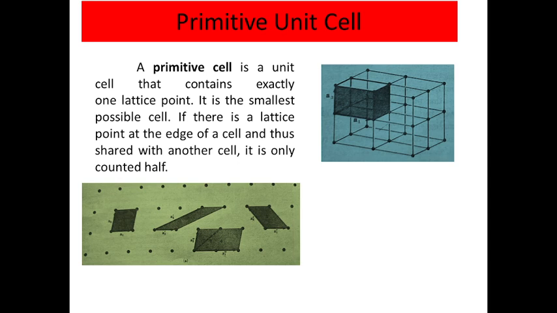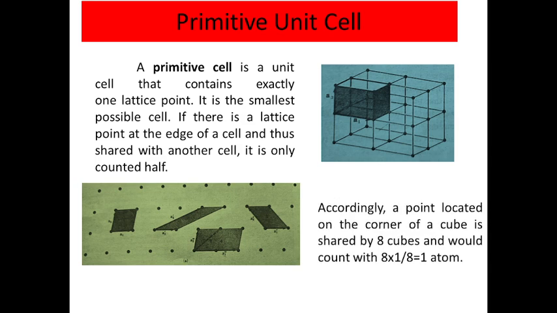Primitive cell can be drawn in many different ways, and the number of atoms per primitive cell is 1. That is, corner atoms are going to be shared with 8 unit cells, that is 8 into 1 by 8, that is 1 atom per primitive unit cell. And one more important point I want to add here: all primitive cells are unit cells, but all unit cells need not be primitive cells. You have to keep in mind this point.